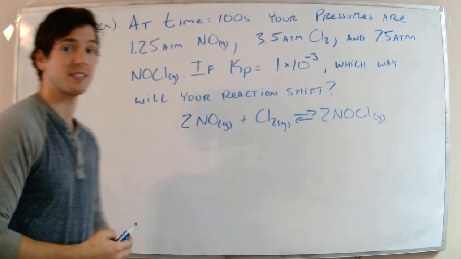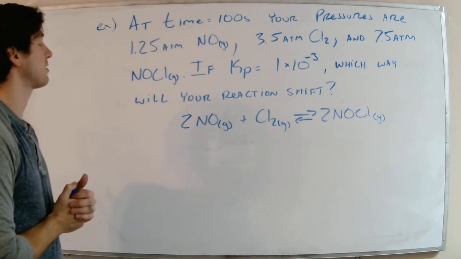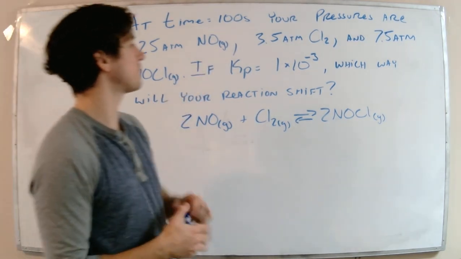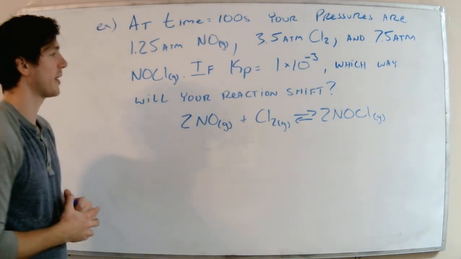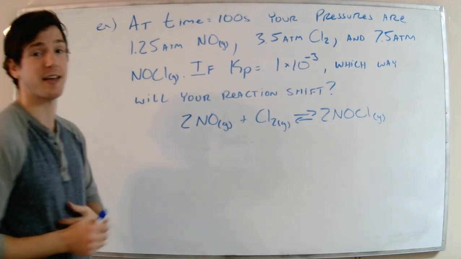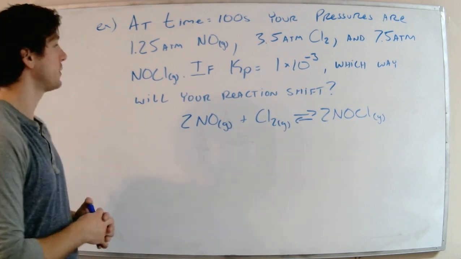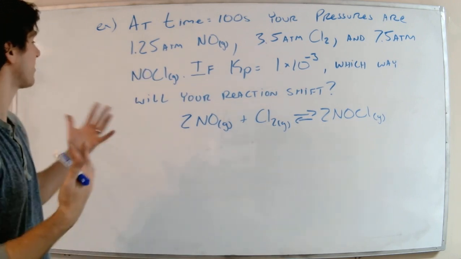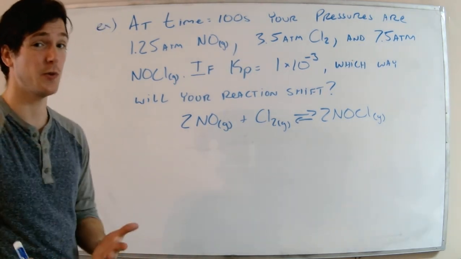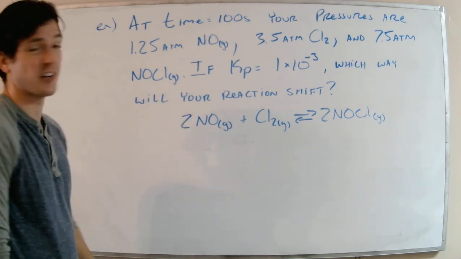Okay, so here's our example. At time 100 seconds, your pressures are 1.25 atm, 3.5 atm, 7.5 atm of these reactants and products. If Kp equals 1 times 10 to the negative third, which way will your reaction shift? I gave you some pressures here because sometimes we get so caught up in concentrations that we forget that equilibrium is also affected by pressure as well. So they gave us a Kp and they gave us these pressures at a certain time. So we want to figure out which way it's going to shift, so we need to figure out a Q, right? They didn't give us any change in the atmosphere, they just want us to figure out which way it's going to shift.